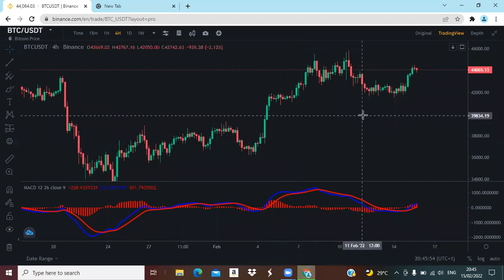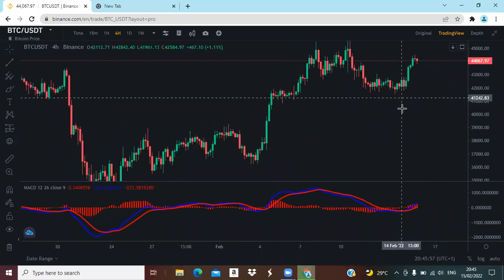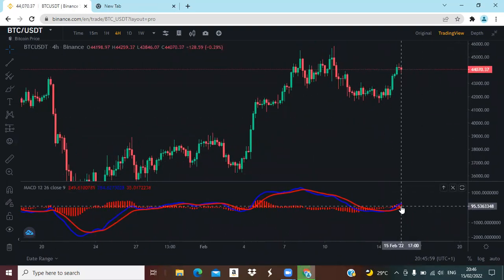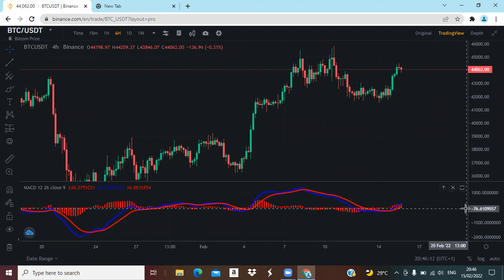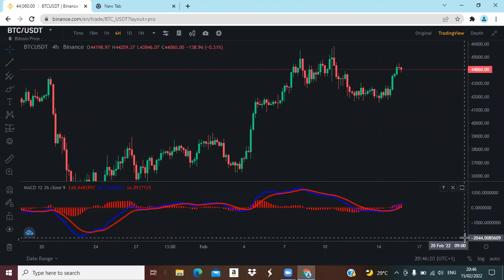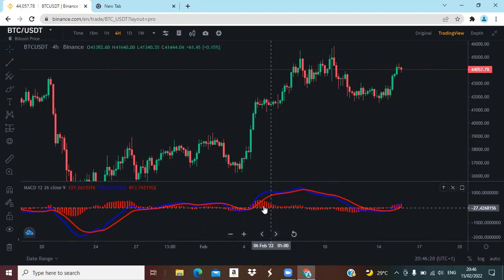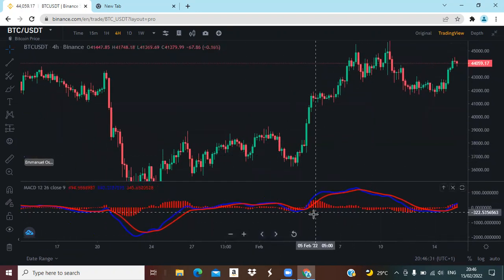If you know about MACD very well, MACD has two sides. The positive side of the MACD is from zero, this zero here, up. From this point down is the negative side of the MACD. Okay. Now the MACD has these lines here.